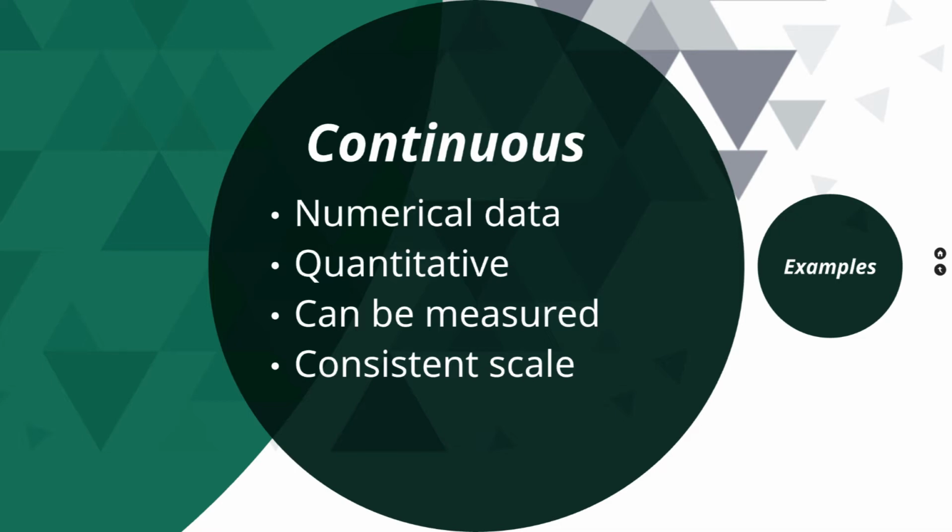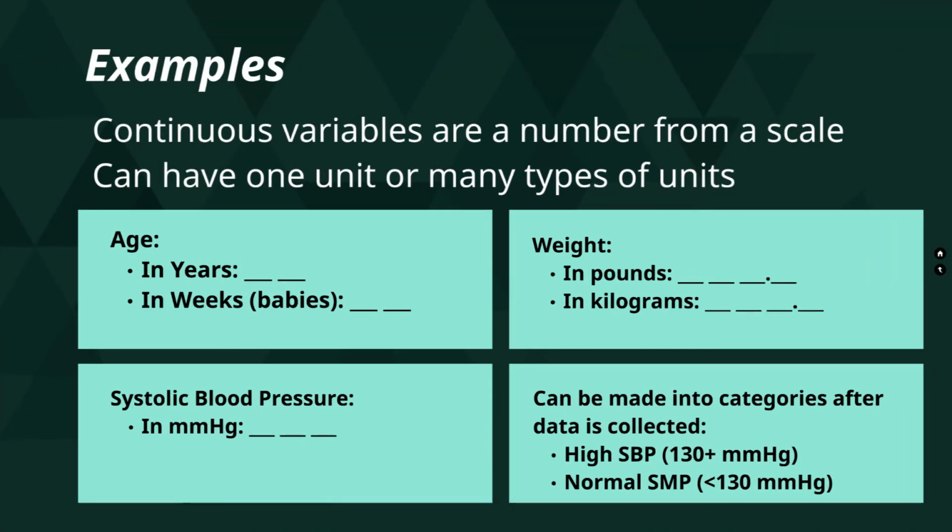Let's look at some common examples. Continuous variables, again, are a number from a scale. They can have one unit or multiple types of units. Considering age, age could be collected in years. So 21, 22, 87, 104, or commonly in premature babies or in young infants, age may be collected in weeks, or you'll often hear people refer to the months up until 2 years, and then 2 years, 3 years, 4 years. So age can be collected in multiple units.